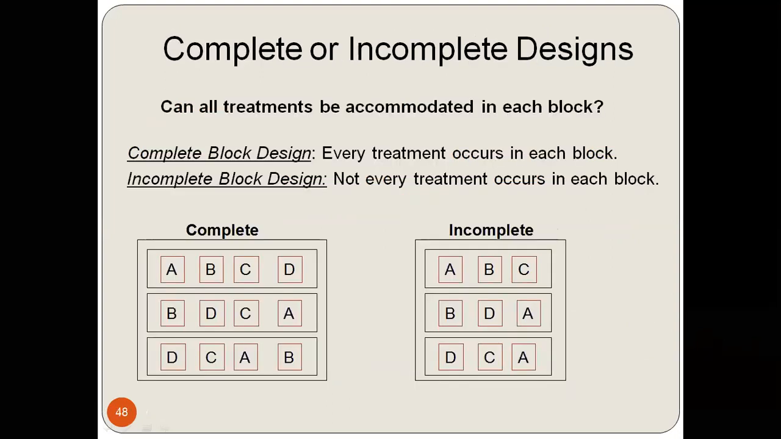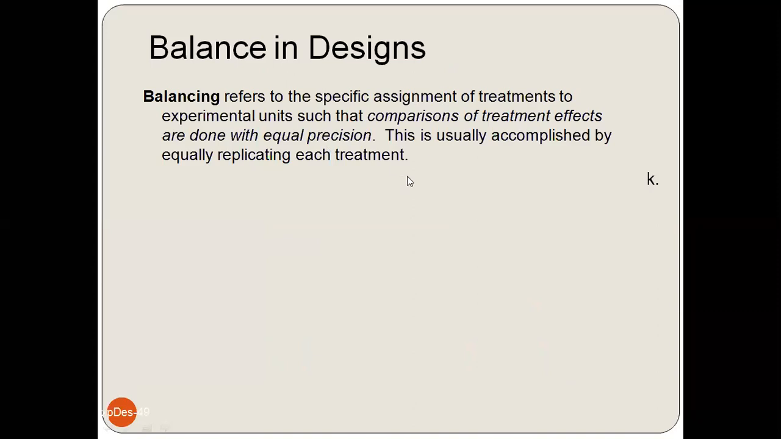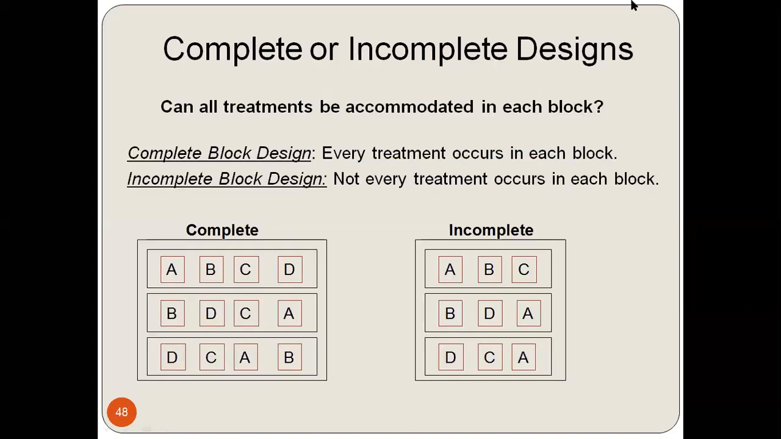Right. Complete or incomplete design. Complete means, let's say I have 4 treatments, A, B, C, D. You see, this is one block. This is the second block. This is the third block. So all 4 treatments are present in each, so it is called complete.